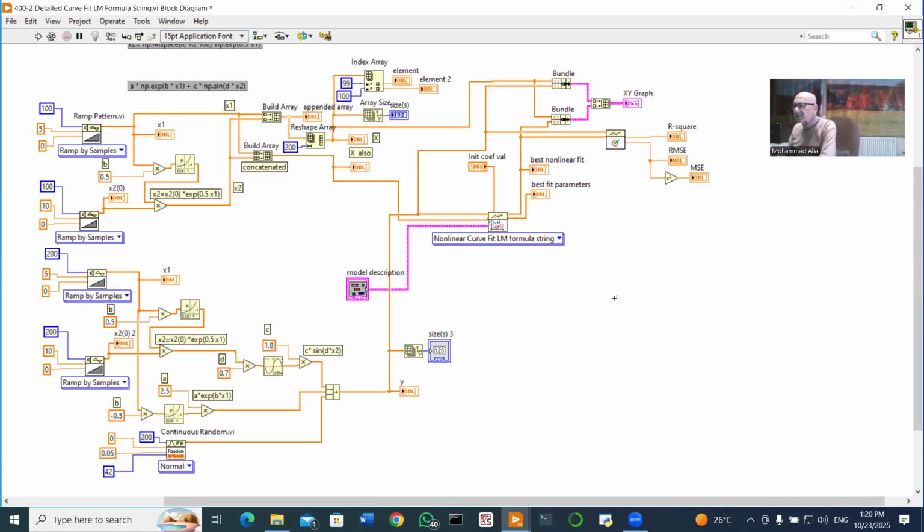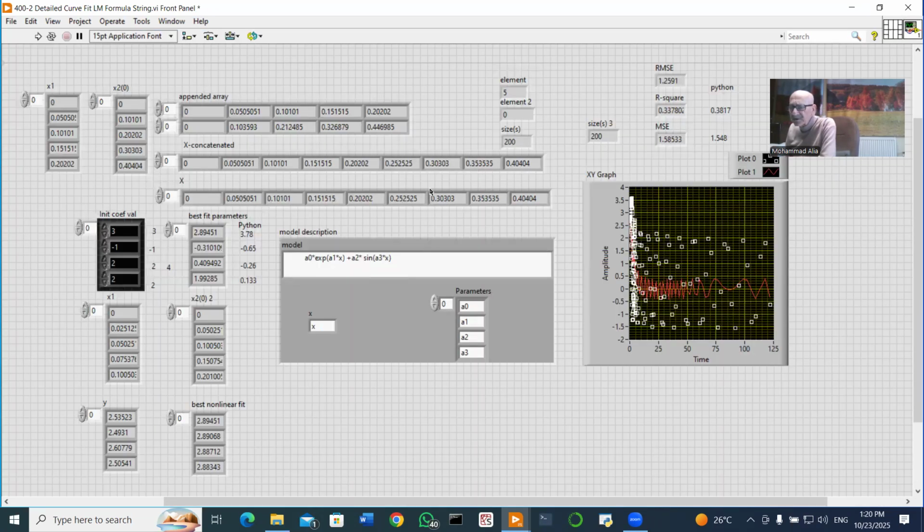function algorithm. We have to define the initial coefficient values. They are given here as 3, minus 1, 2, 2. Of course, I have selected them at first randomly, and then I have tuned them to get the best possible R-square coefficient.